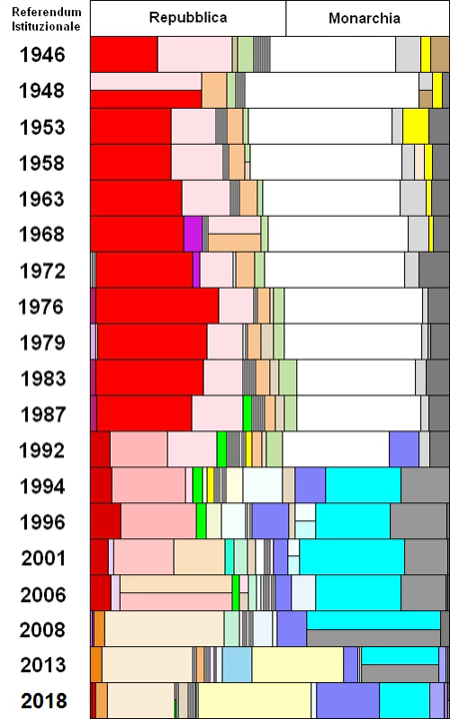The most recent Italian general election was held on 4 March 2018. 2018 election. The general election was held on 4 March 2018.